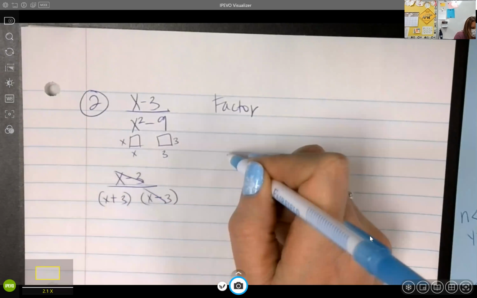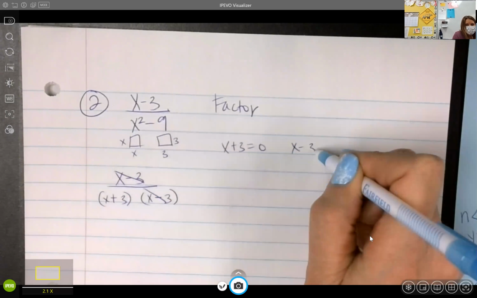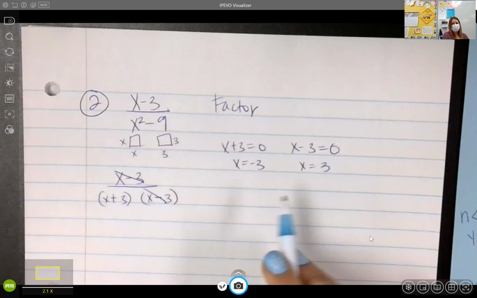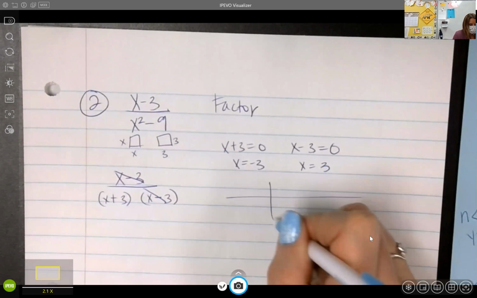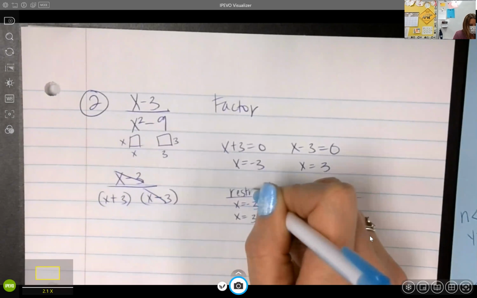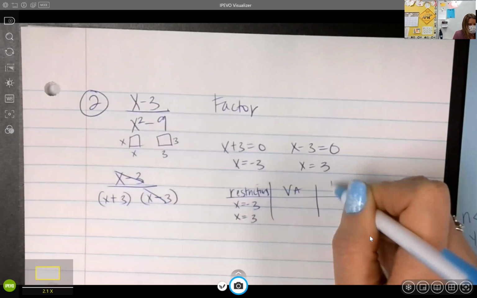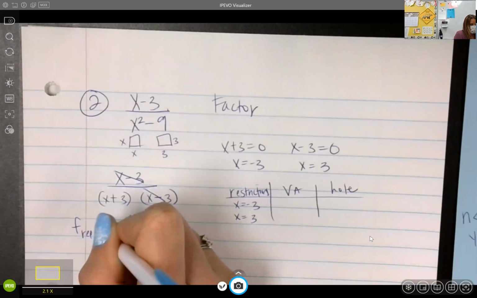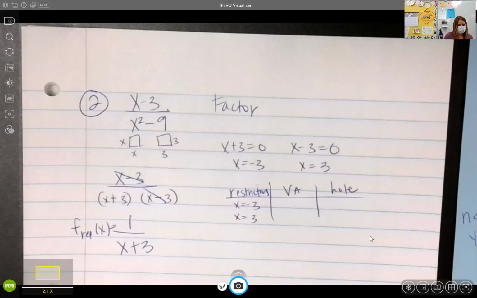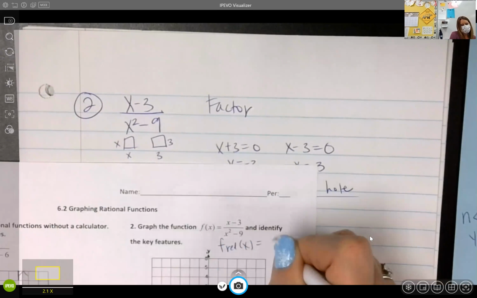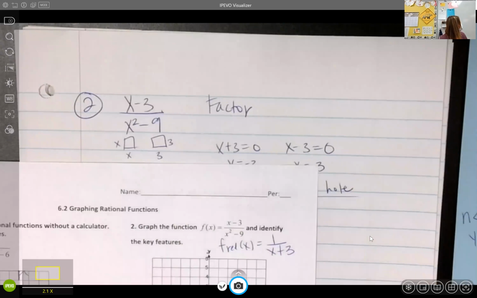Let me write this first. So x plus 3 and x minus 3 equals the negative 3 and the 3. Okay, so in our chart, we're going to have the negative 3 and the positive 3. And I'm going to be left with 1 over x plus 3. This is our reduced function, okay? So over here on your paper, write f reduced 1 over x plus 3. Okay, so we have the reduced function written down.